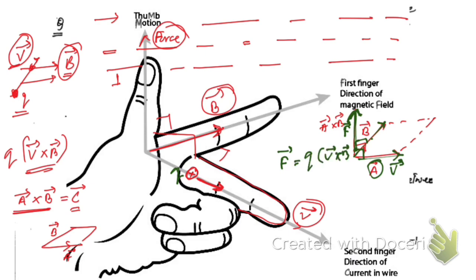If you consider unit charge, then it should be v cross B for 1 coulomb charge, and for q coulomb charges, it should be q v cross B. Hope you have understood this. Q is a scalar here, so we don't need to write it as a vector. Hope you have understood the reason behind the cross product. Now let me remove this picture.